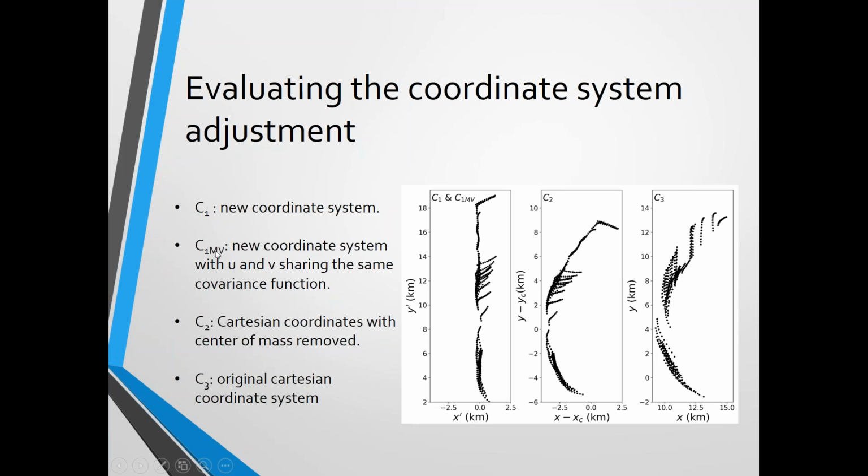MV is separate here because in this case I'm going to use the same covariance function for both U and V, so they're going to have exactly the same correlation scales. C2 is the Cartesian coordinate system with the center of mass removed, so I'm just removing the effect of the mean drift of the mean flow. And C3 is just the original coordinate system.